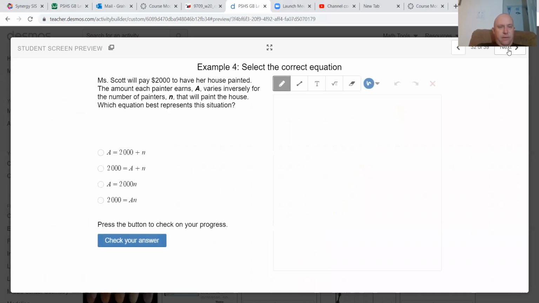Let me skip past the graphs. Miss Scott will pay $2,000 to have her house painted. The amount each painter earns, A, varies inversely with the number of painters, N.